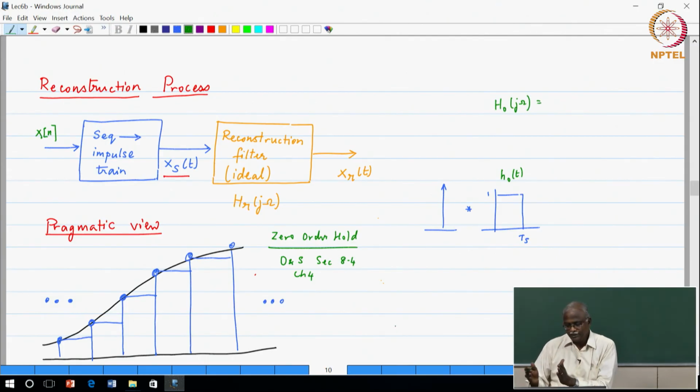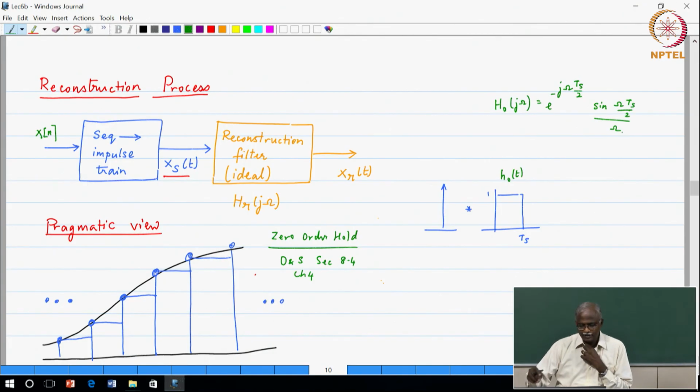What you would do is advance it by Ts by 2, and then you get a symmetric waveform which you can easily compute. So, e power minus j omega Ts by 2 is the shift. Then you get a rectangular function, whose transform is sine of omega Ts by 2, divided by omega. That is the expression of the Fourier transform.